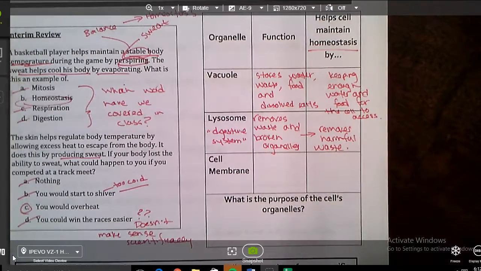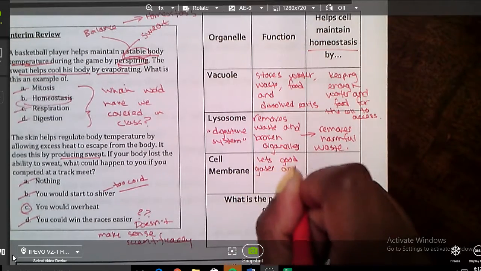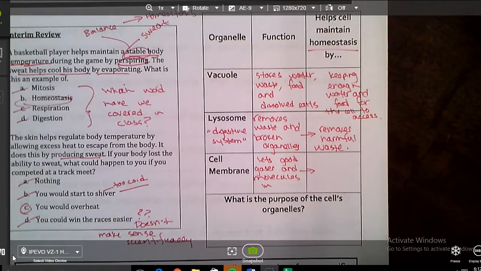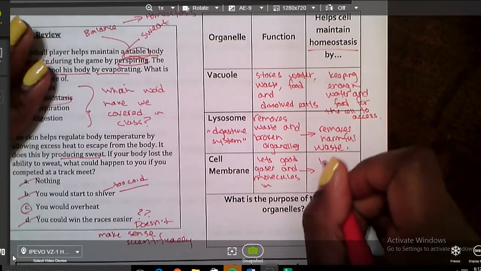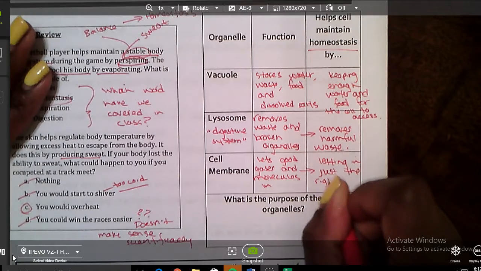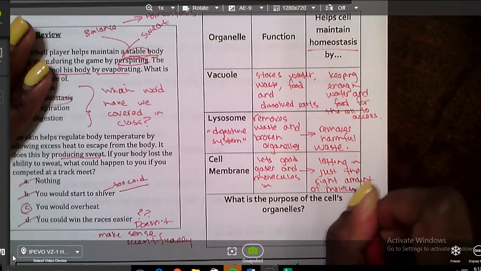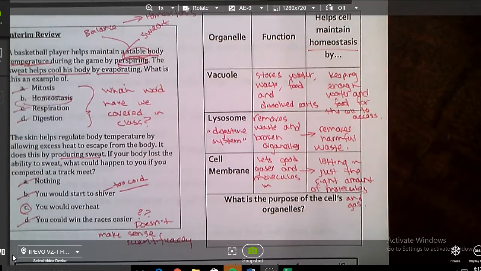The cell membrane lets good gases and molecules in. And because of this, this is how we're able to get water in. It's how we're able to get oxygen in so that the cell can make energy, so that the cell can receive energy, all of those pieces. So it helps the cell maintain homeostasis by letting in just the right amount of molecules and gas.